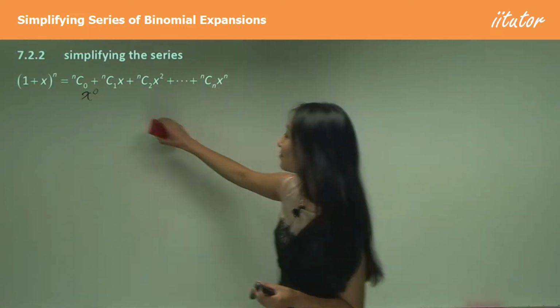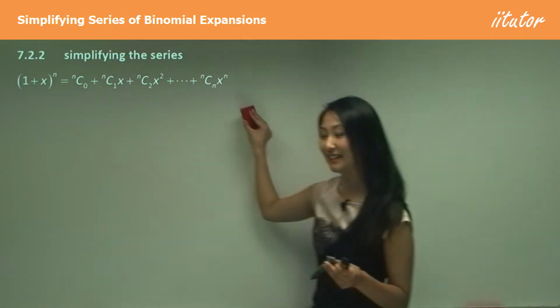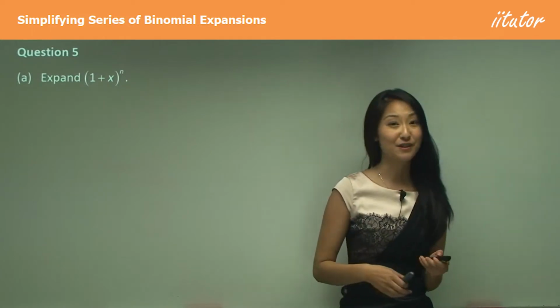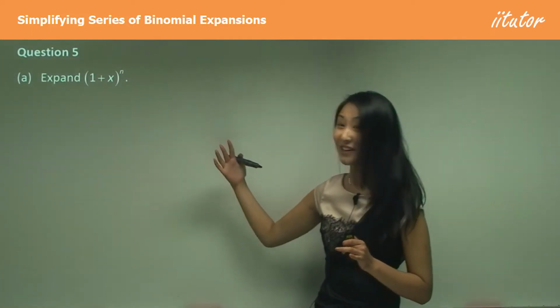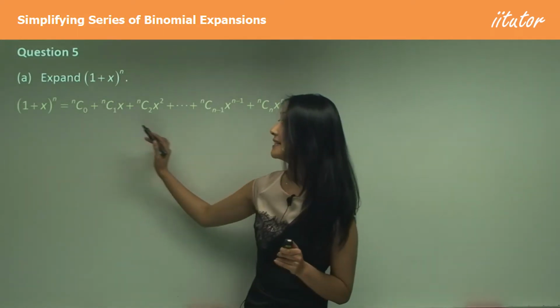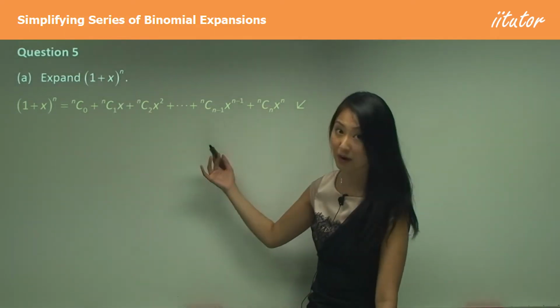Okay, but you do have to keep that really well in your mind so you know what we're doing there. Let's start off with question 5 here. So firstly, just expand that. Yeah, so we know how to do that quite easily. We know that the first term will just be nC0, and since 1 to the power of anything is always 1, don't worry about it.